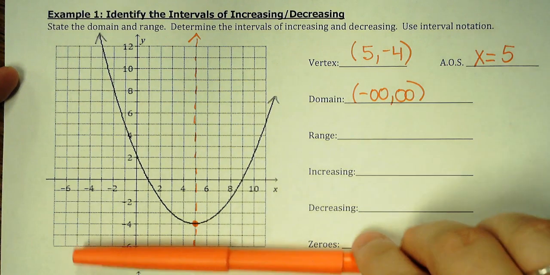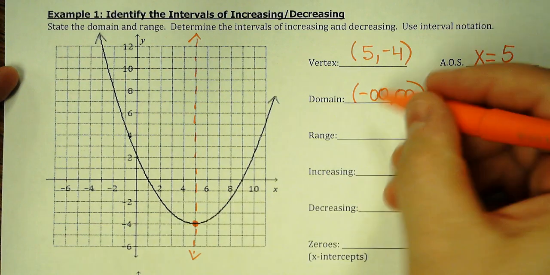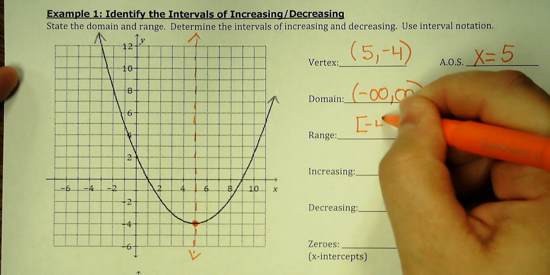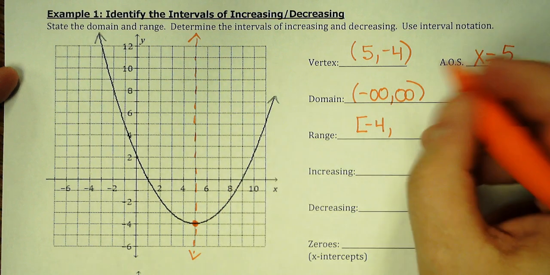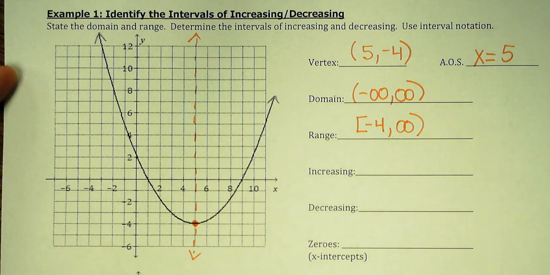Domain for every single quadratic goes left and right forever, so -infinity to infinity. Now the range, I'm going to approach this from the bottom. The first point I would touch, the first y-coordinate, would be -4. That's going to have a bracket on it. And then the rest of the graph goes up forever, so positive infinity.